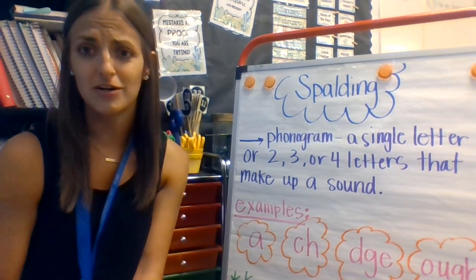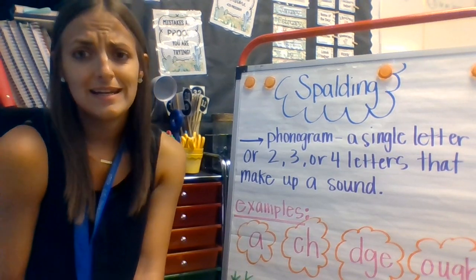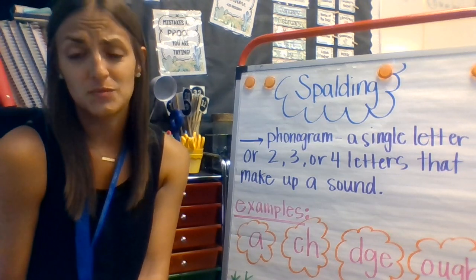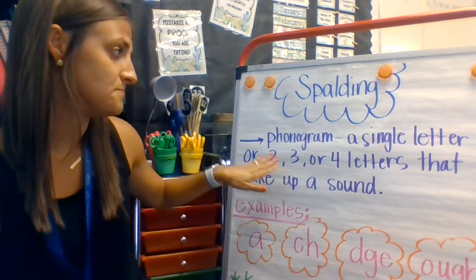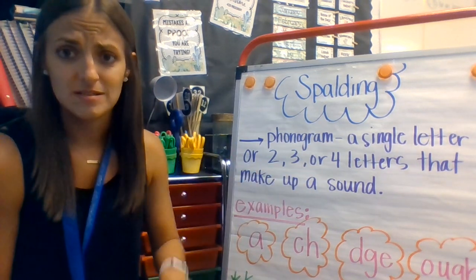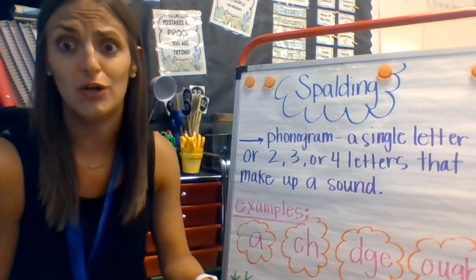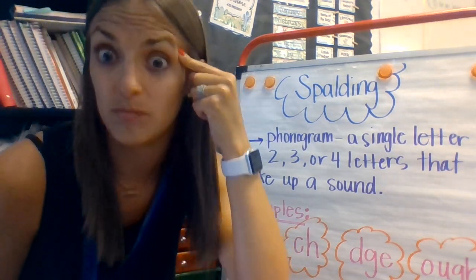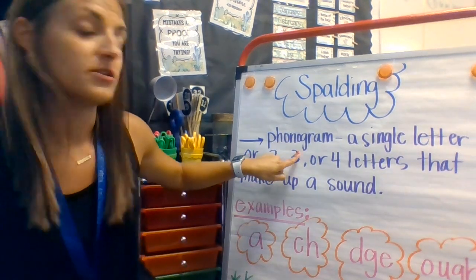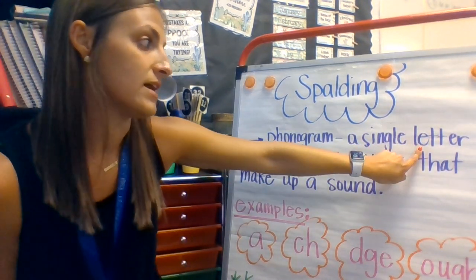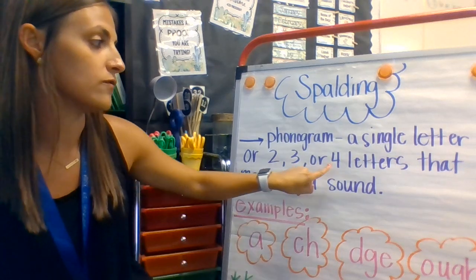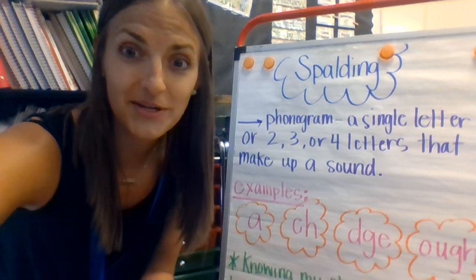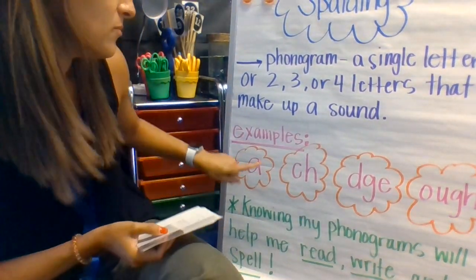And as we're getting started off with the year, we need to identify what a phonogram is. And there are many phonograms, boys and girls. So we're going to go over our definition of what a phonogram is. And you will eventually know this sentence so well, boys and girls, that you'll be able to say it in your sleep. So, boys and girls, a phonogram is a single letter or 2, 3, or 4 letters that make up a sound. So I'm going to tilt my camera down just a little bit. So I have some examples.